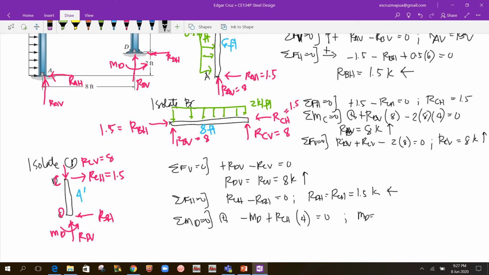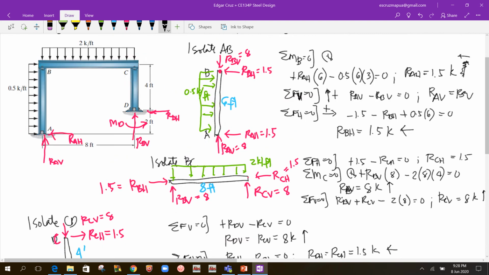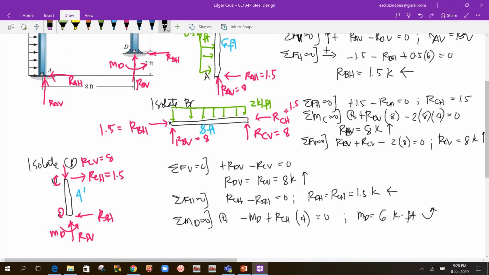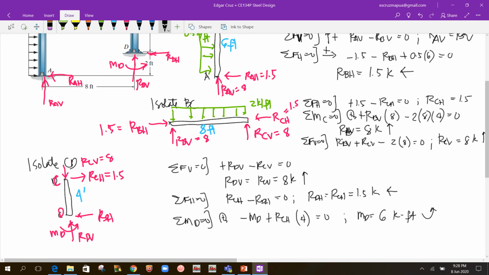And RCH is actually 1.5. So that would be 1.5 times 4, which is 6. Positive, which means our direction is correct. So this would be 6 kip-feet, and that is counterclockwise. So we have analyzed the 3 segments of this frame, and we're now ready to draw the diagrams. Let's try drawing the diagrams.